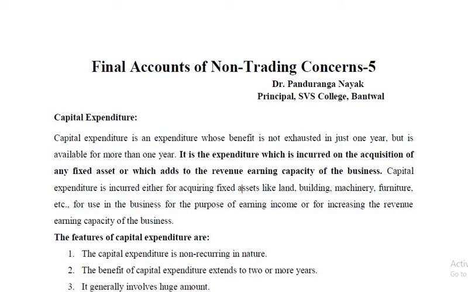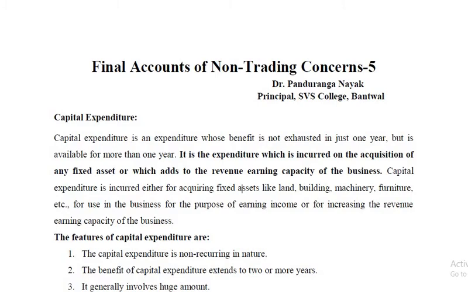It is expenditure which is incurred on the acquisition of any fixed assets. I already told you, land, building, machinery, furniture, even intangible assets like goodwill, copyright, all this come under capital expenditure. Acquisition of any fixed asset, or which adds to the revenue earning capacity of the business. So that will enhance the earning capacity of the business. So you are having one plant now. You may add one more plant so that you will enhance or increase the revenue earning capacity of the business.